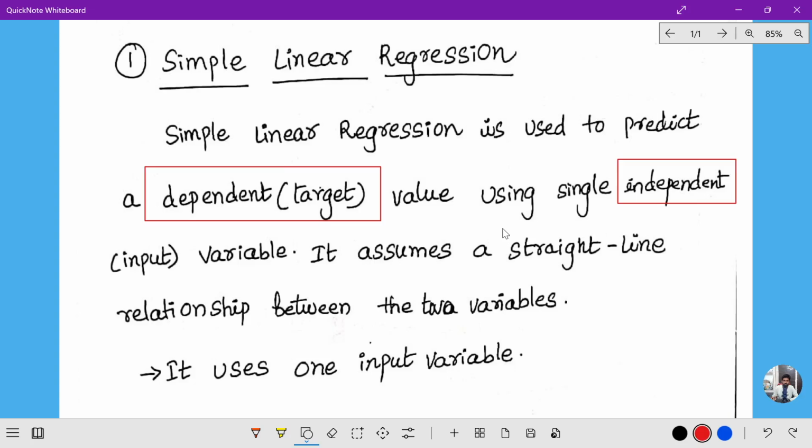It assumes a straight-line relationship between the two variables. So this is called simple linear regression. One of the most important points to remember: simple linear regression uses only one input variable.